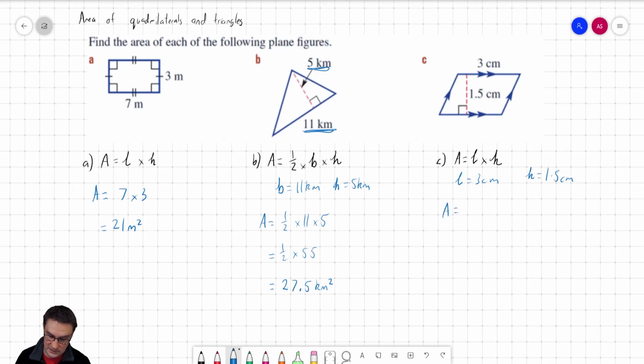So therefore, that means our area here is going to be the length of 3 centimeters times the height of 1.5 centimeters. When we calculate this, that gives us an answer of 4.5 centimeters squared.